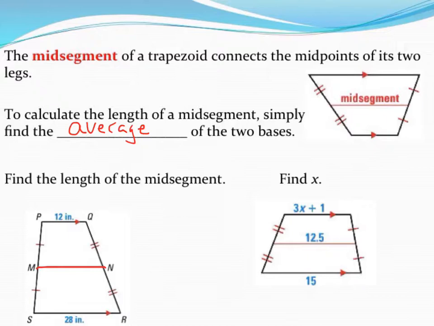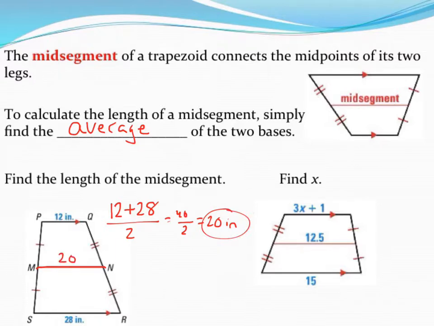So let's start with a very straightforward example, and then we'll do an algebraic one. To find the length of the midsegment, I'm going to add up my two bases, which are 12 and 28. Those are the two parallel sides that are marked with the triangles, and then divide by 2 to find their average. So 12 and 28 gets me 40, and half of 40 gets me a length of 20 inches for the midsegment. So that midsegment would be 20 inches.